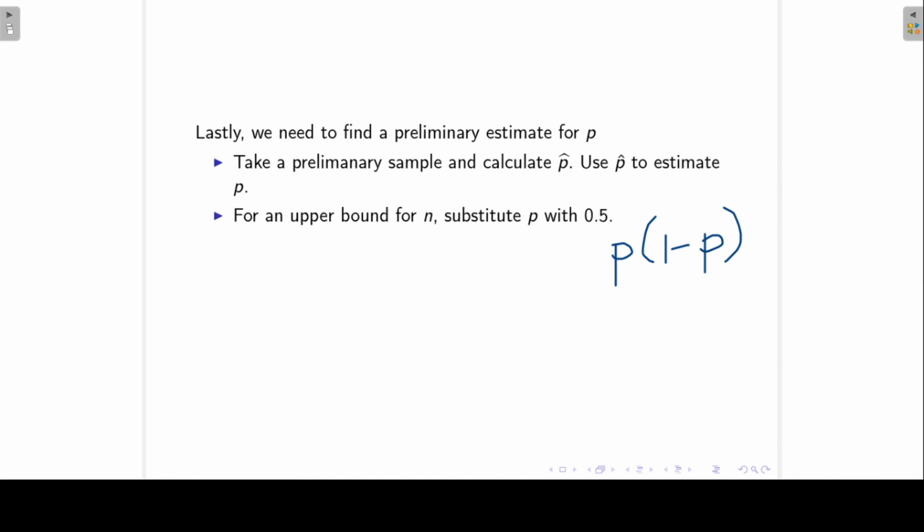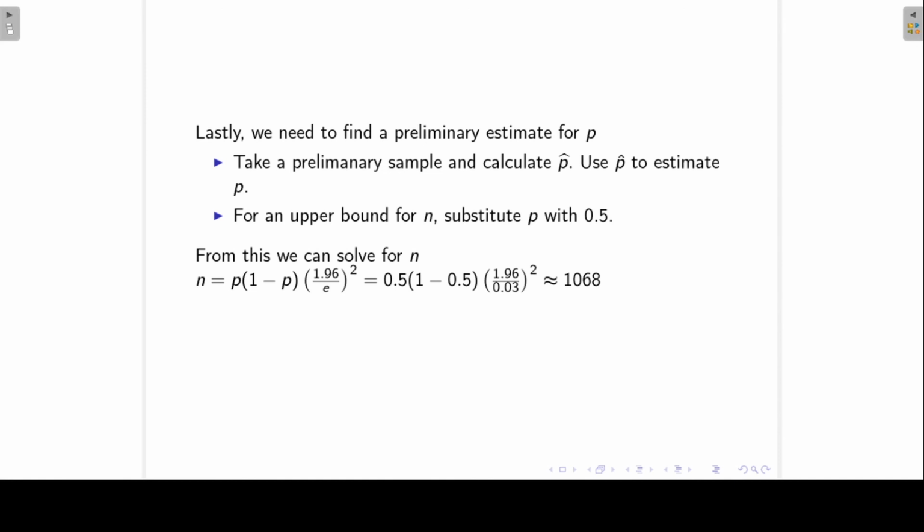Okay, so we will use the second method here, and that is to substitute my P with 0.5. So if I substitute my P with 0.5 in my formula, then if you do the calculations, you will get 1067.11. But remember, because we are finding a value for n, the sample size, we always round up. So we will work with a sample size of 1068.